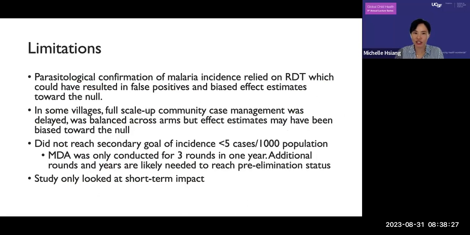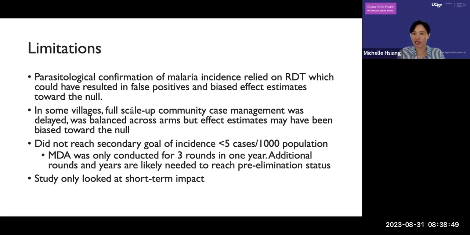There were some limitations of this study. So one is that we depended on RDT for that calculation of incidence. And you can get false positives with RDT because, like the COVID test, it targets the antigen, which can persist for several weeks. You can be positive even after you've cleared your infection or been treated. But this probably would have just biased towards a null.